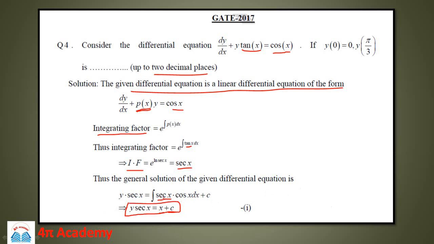Here, because sec x is equal to 1 upon cos x, sec x into cos x will be 1 upon cos x into cos x. So this gets cancelled, and hence it is only 1 dx, and the integration of 1 dx is x plus c. So this is the solution, which is y sec x is equal to x plus c.